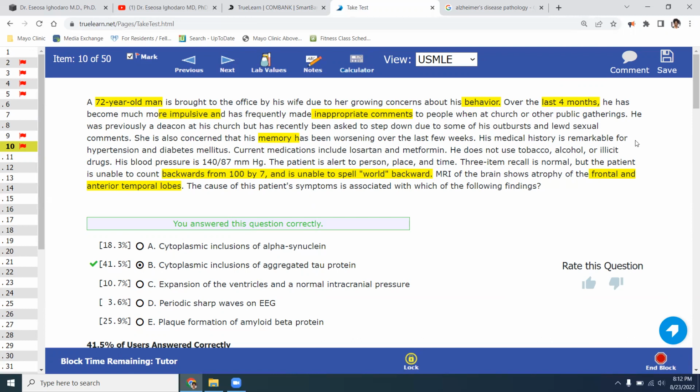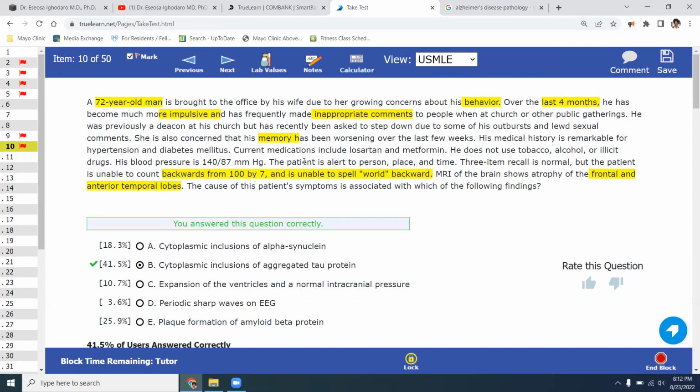So you want to start to think, what are some of the neurodegenerative processes that you know that affect behavior and memory. They go on to say that his medical history is remarkable for hypertension and diabetes. Current medications are losartan and metformin. Does not smoke, drink alcohol, or use any other illicit drugs. Blood pressure is 140/80, that is not too high.